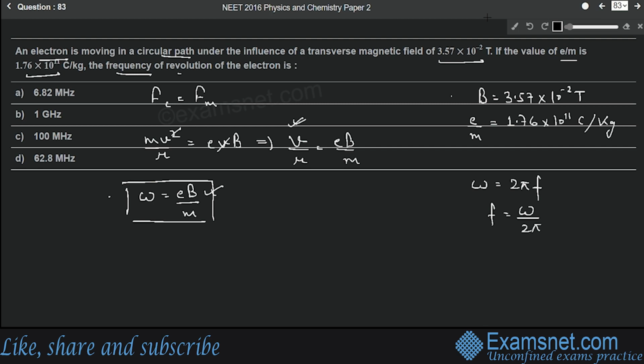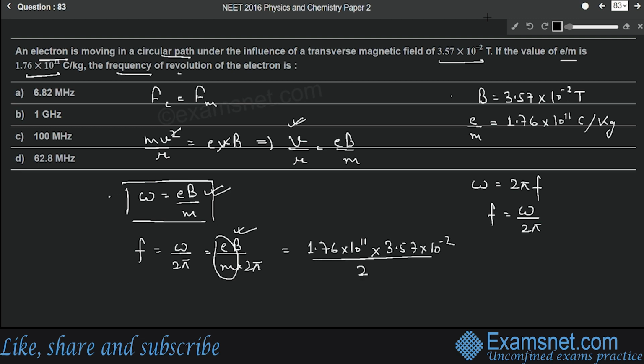That means this value divided by 2π. So frequency is equal to omega by 2π, that means eB upon m into 2π. Now the value of e/m is given here. This is equal to 1.76 × 10^11 Coulomb per kg into magnetic field, also given, 3.57 × 10^-2 Tesla, upon 2π, so 2 into 3.14. Now you have to solve this, and after solving this you will get 0.9 × 10^9. That means 10^9 means giga and the unit is hertz.